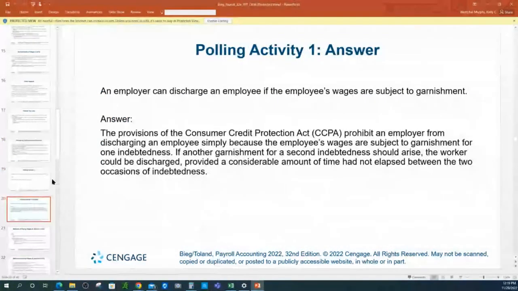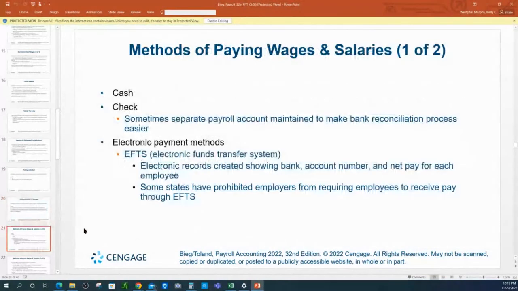Okay, so some different types of amounts that could be withheld from employee paychecks. And by no means is that list exclusive. There can be all sorts.